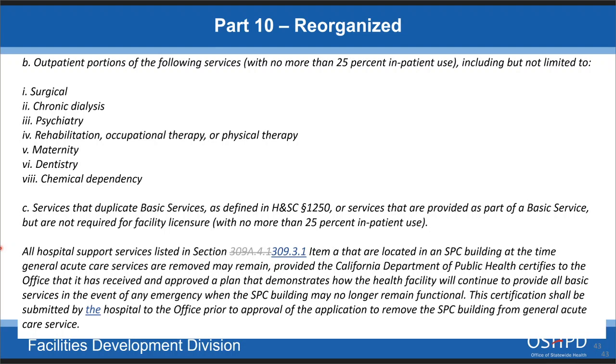Services that duplicate basic services. So if you have a pharmacy in the main hospital but want to expand it into the 1R building or have another addition or a separate lab, for example, that can be done as long as it's above and beyond what's required for basic services that's already in the hospital building. All hospital support services listed in section 309.3.1, item A, that are located in an SPC building at the time of general acute care services, that the time that general acute care services are removed may remain.